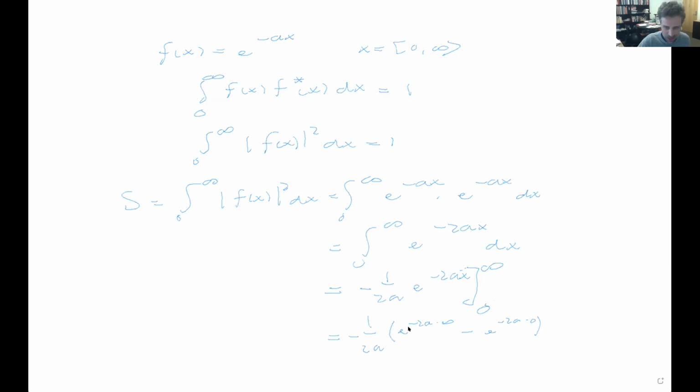Okay, so this is what I do. I fill in the values infinity and 0. Infinity is going to give me a value 0 here. That is going to give me the value 1. And so the answer to this integral is 1 over 2a.